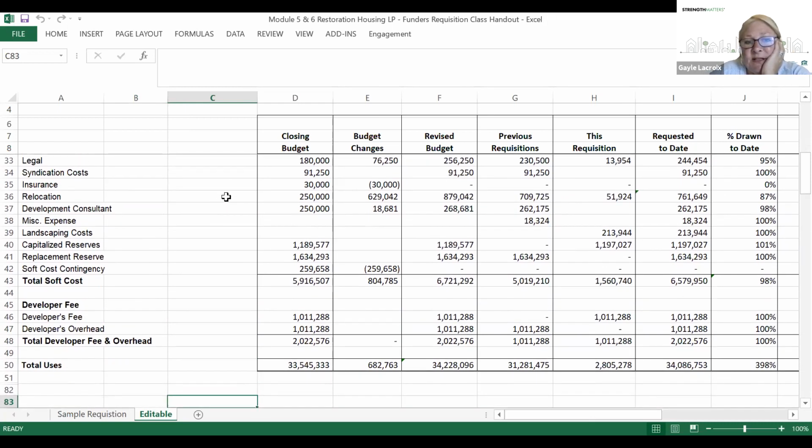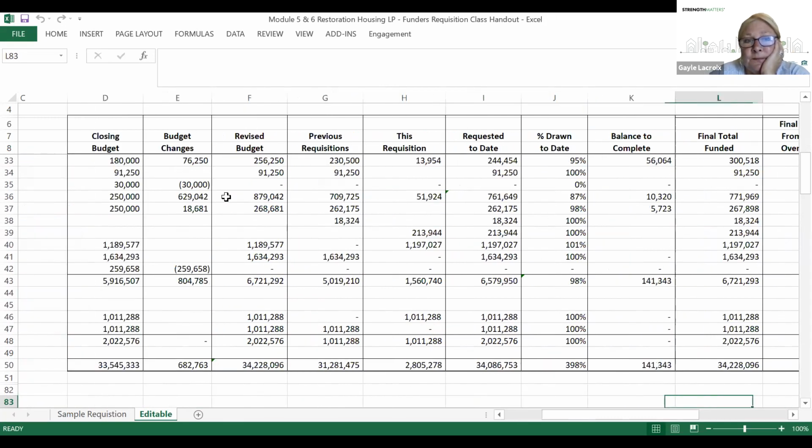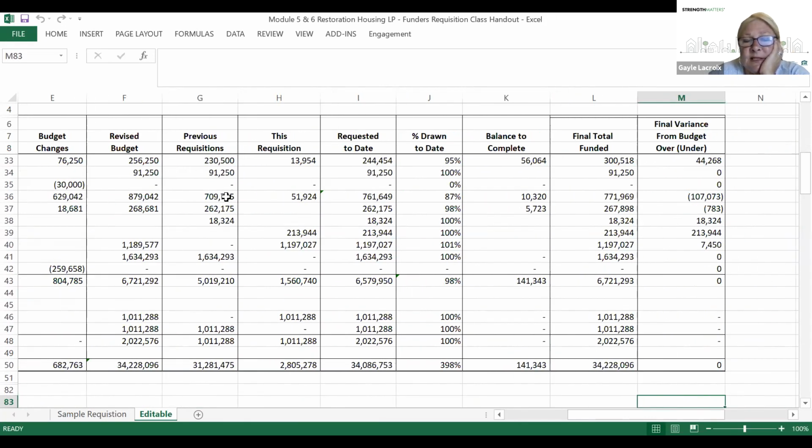I don't see anything in the chat. It's pretty linear. I mean, it's pretty logical.